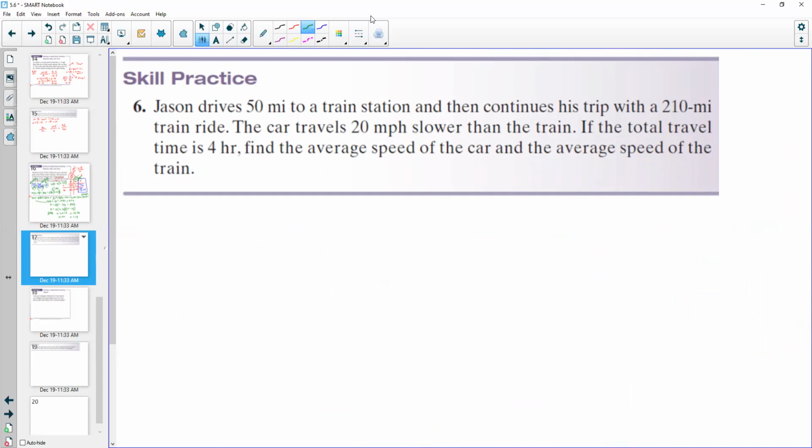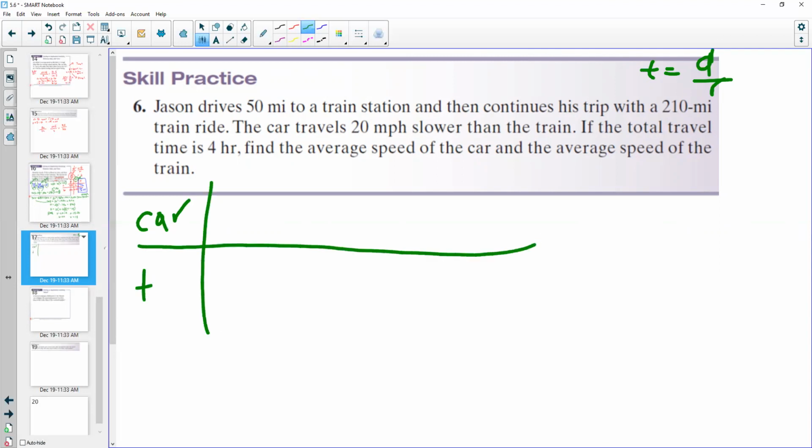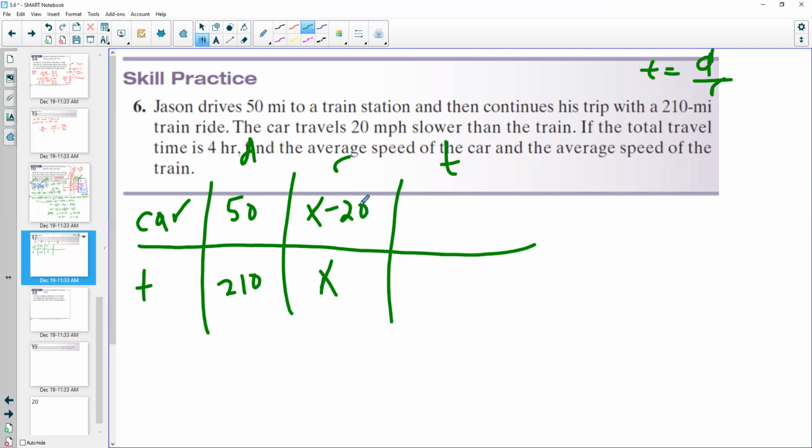Okay, so let's remember we're going to do time equals distance over rate. So let's set it up. He goes by car and he goes by train. And what do we know? Distance, rate, time. So in the car, he's going 50 miles. On the train, he's going 210. The train is the one I don't know that much about, and the car is 20 miles an hour slower. The time is distance divided by rate, so 50 over x minus 20.